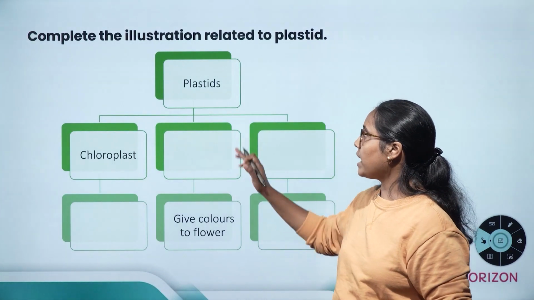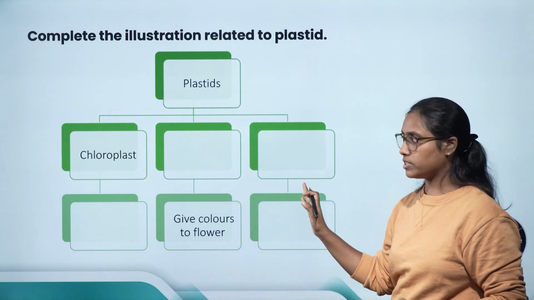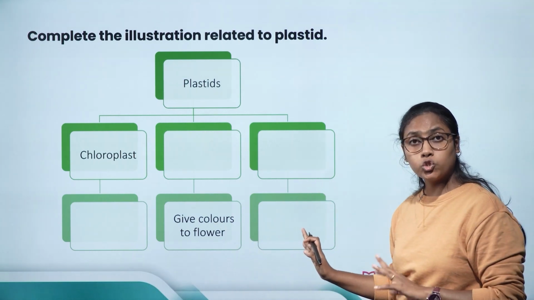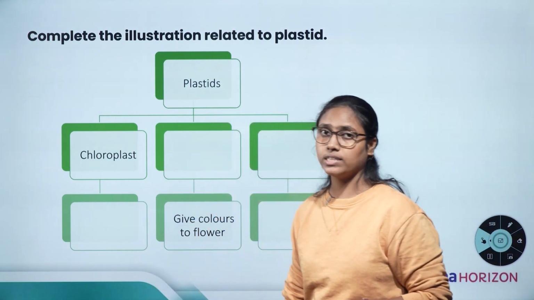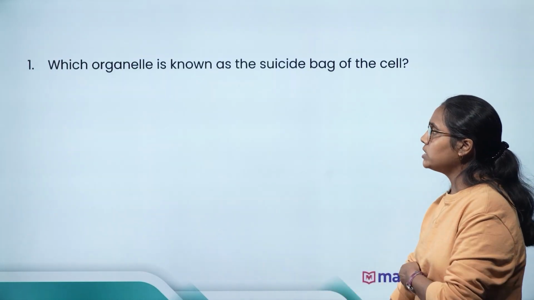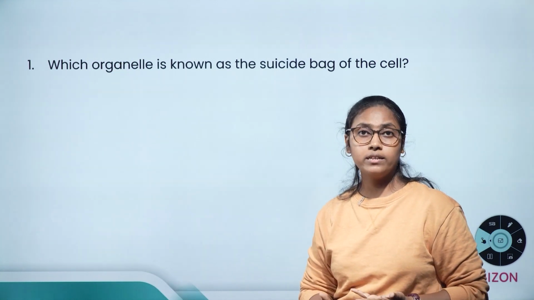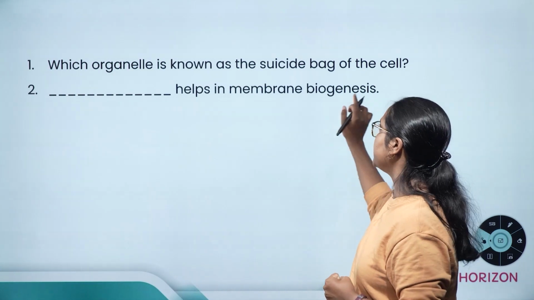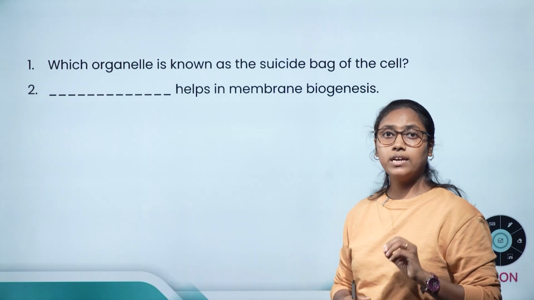Now here you can see plastids. We have studied chloroplast, chromoplast, leucoplast. Chromoplast gives color. What does leucoplast do? It stores food. And chloroplast helps in photosynthesis. Now we have some other questions. Which organelle is known as the suicide bag of the cell? It is lysosome. Very good. Then dash helps in membrane biogenesis.